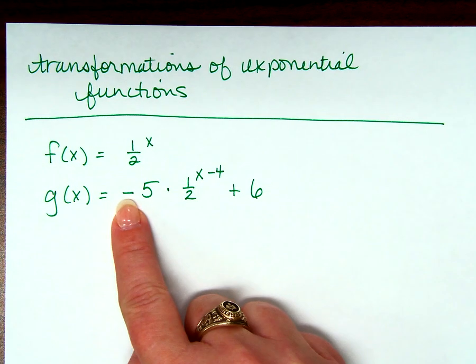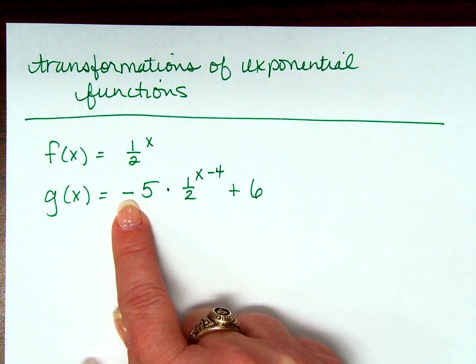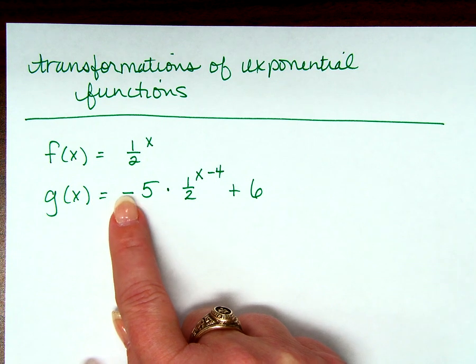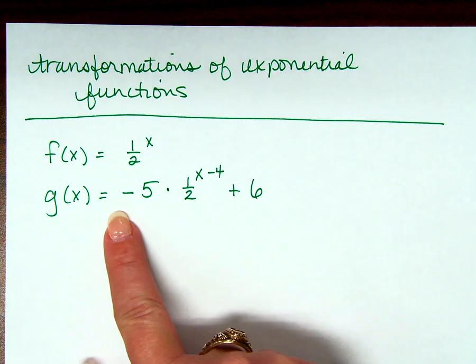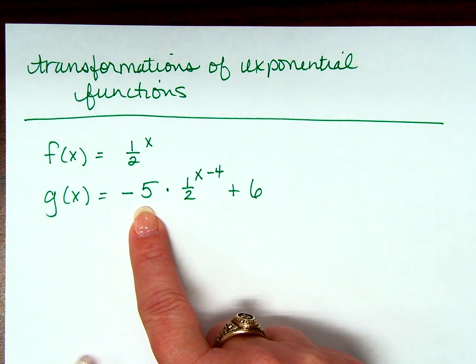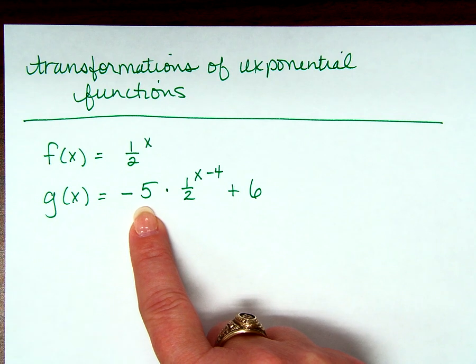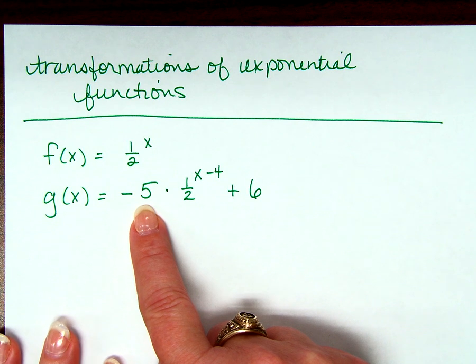Well, start from left to right. What does this cause? A reflection over the x-axis. That's right. Okay? It's outside, so it causes a vertical change. That's over the x-axis, right? What does the 5 cause? It's a vertical stretch by a factor of 5. That's exactly right. Okay? Again, vertical because it's outside, right?